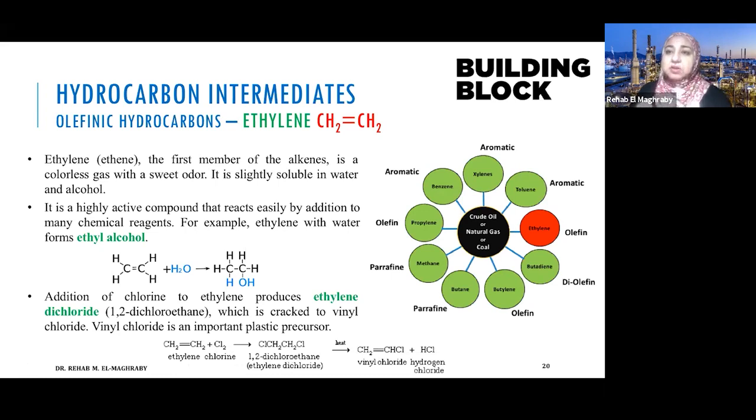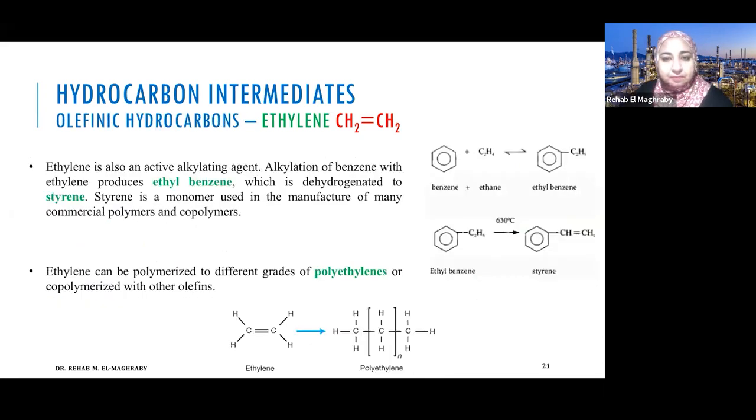Ethylene dichloride, at very high temperature, is converted to vinyl chloride, which is later converted to polyvinyl chloride using polymerization. I talked about polyvinyl chloride at the start of the lecture. It is one of the important plastics. It is a waterproof plastic, and many coats and other waterproof materials are mainly produced from polyvinyl chloride.